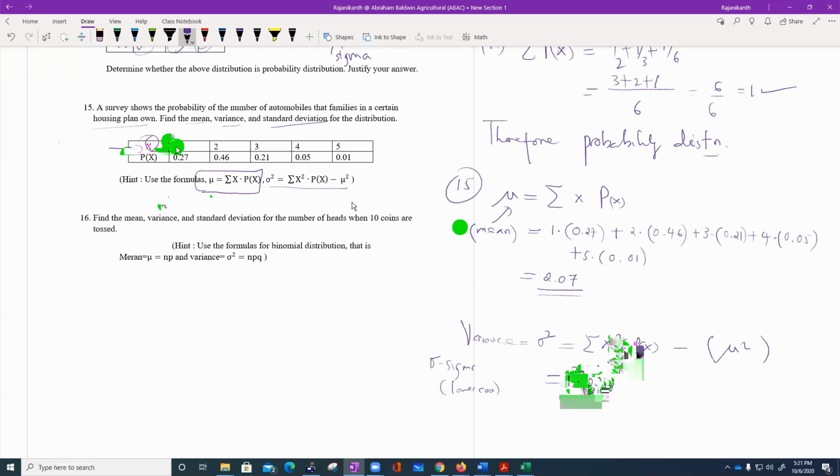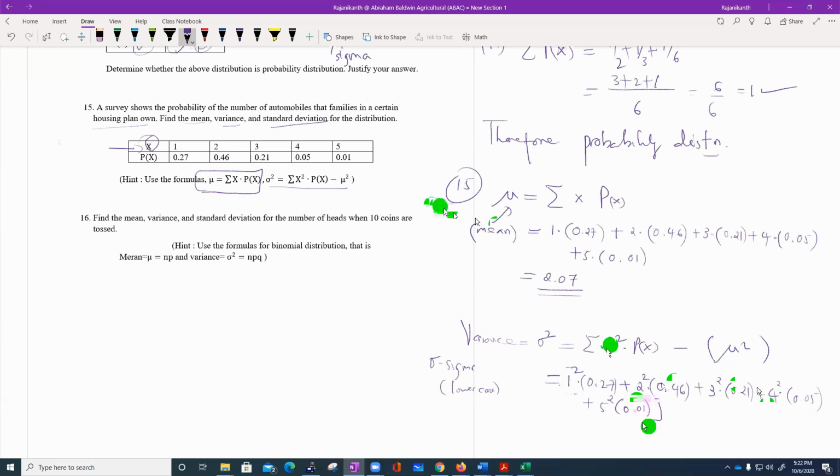Okay, only the value squared, then times probability, plus second value squared, then times its probability, then third value squared and its probability, plus 4 squared, then its probability 0.05, then plus 5 squared, its probability 0.01. Now take your calculator, add this all, then subtract the mu squared. Mu is 2.07, okay? But I need to square that as well.